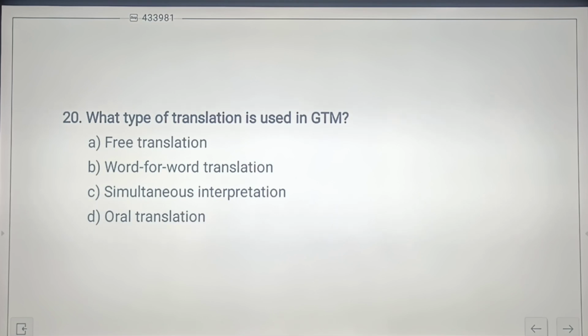Next, what type of translation is used in grammar translation method, GTM? A. Free translation. B. Word for word translation. C. Simultaneous interpretation. D. Oral translation. The right answer is word for word translation. What type of translation is it? It is used in grammar translation method. The answer is word for word translation.